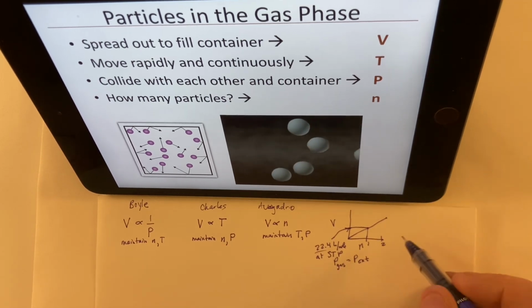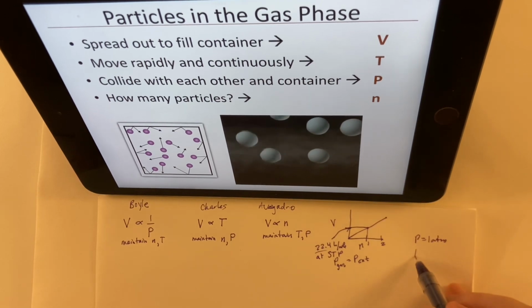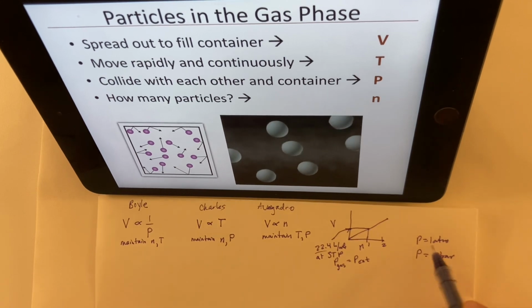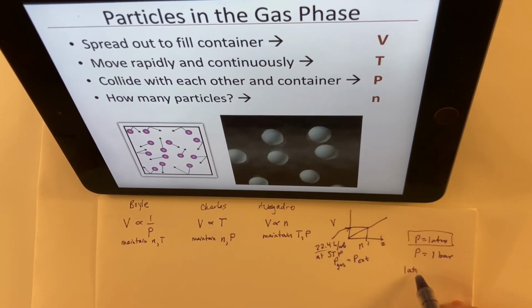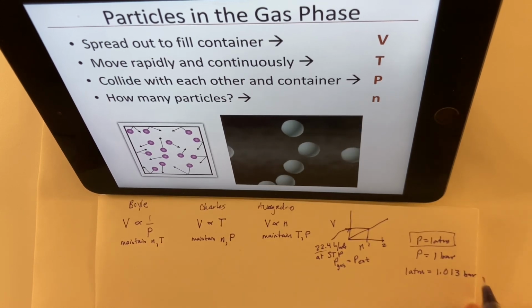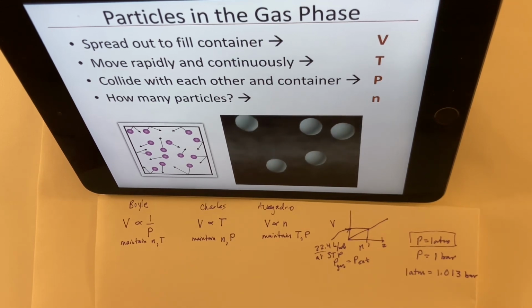Now, STP, we usually think of the pressure as 1 atmosphere. Technically, it's slightly different. It's 1 bar. We'll just go ahead and use atmosphere. They're pretty similar. 1 atmosphere is 1.013 bar. Just keep in mind, you might encounter bar as a measurement.